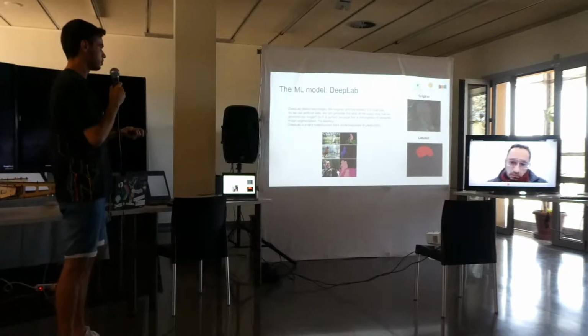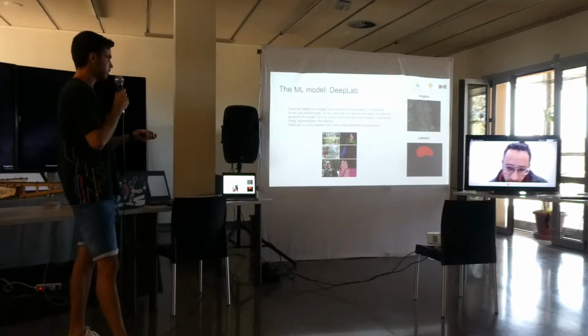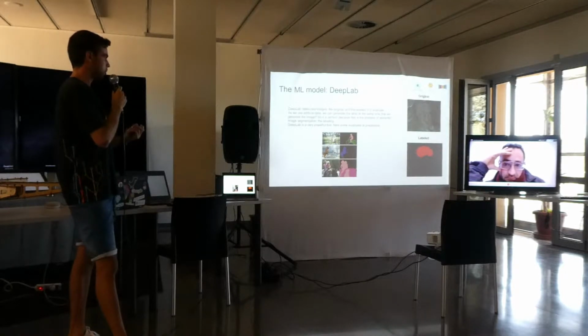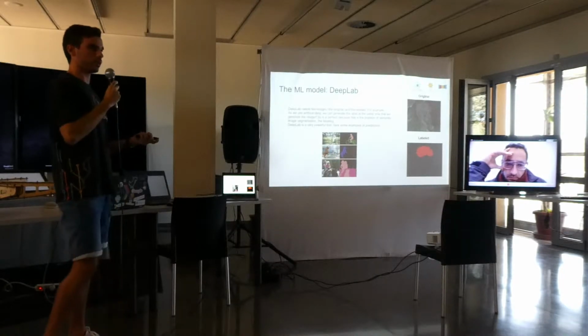So DeepLab is a very powerful tool. There are some examples. This is the input, and this is the output of DeepLab. So DeepLab is able to detect humans, bicycles, then to detect dogs and cats, and to detect horses too. So it's a very powerful tool.